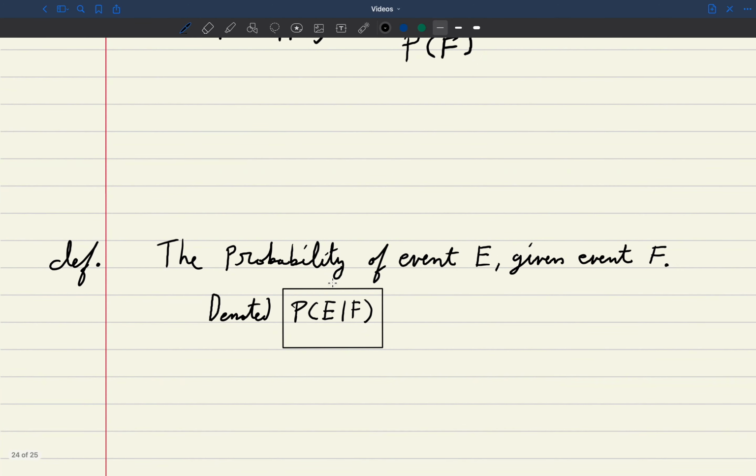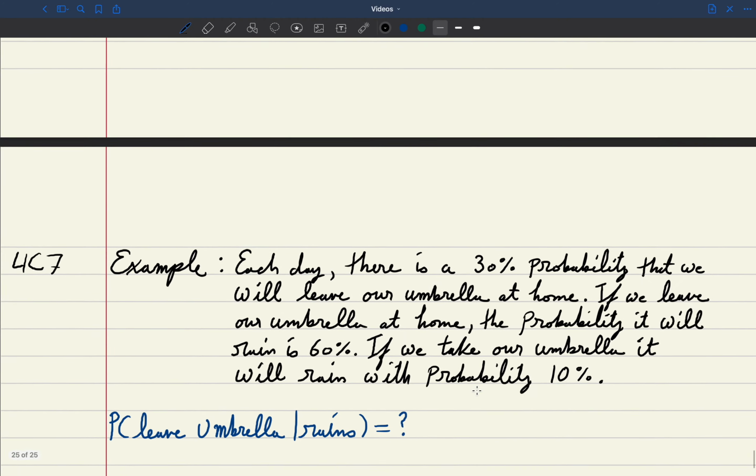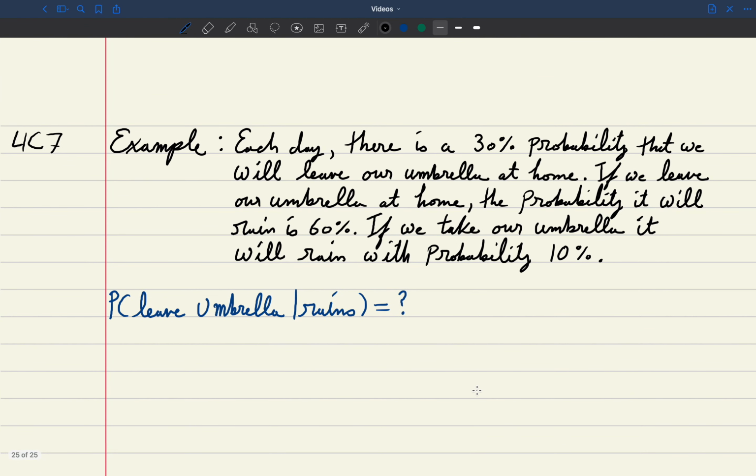Okay, so definition. The probability of event E given that event F has occurred is denoted probability E given F. Okay, so let's look at an example. Each day there's a 30% probability that we will leave our umbrella at home. If we leave our umbrella at home, then the probability it will rain is 60%. So if we take our umbrella, it will rain with probability 10%.